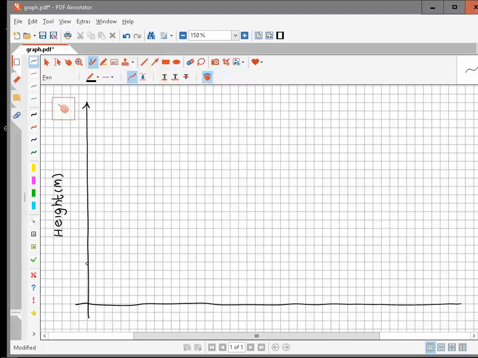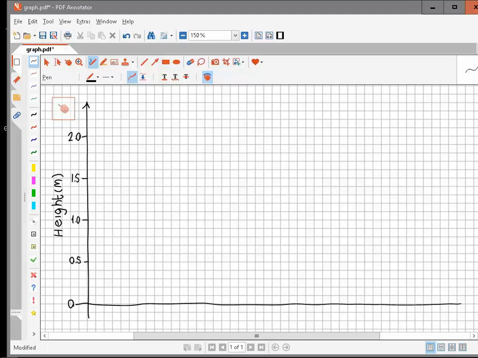One, two, three, four, 5. There we go. We've got the y-axis, and of course this is 0.